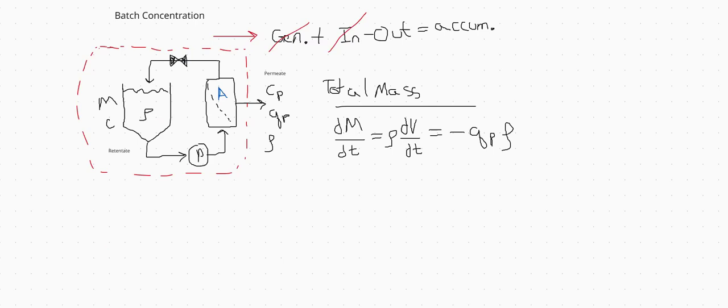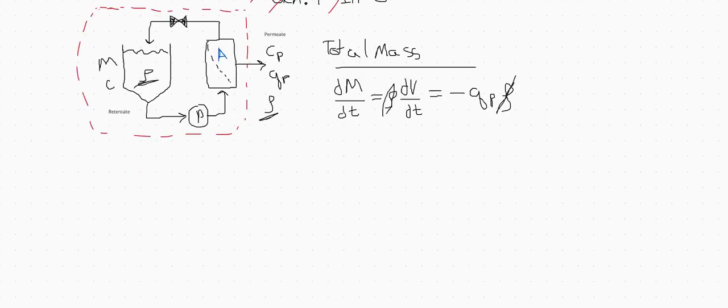One assumption that we are going to make for these mass balances, and it's a pretty fair assumption to make, is that the density being retained, so this one over here, is equal to this one here. So these densities are actually going to cancel. And we will be left with dV/dt. So the change in volume in the system is just equal to the permeate flow rate, what's leaving the system.